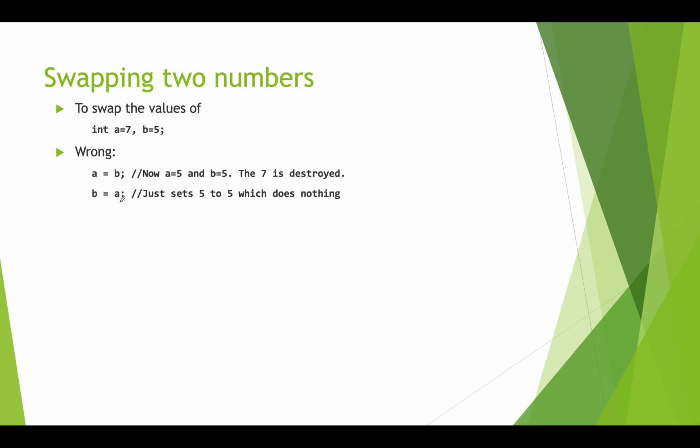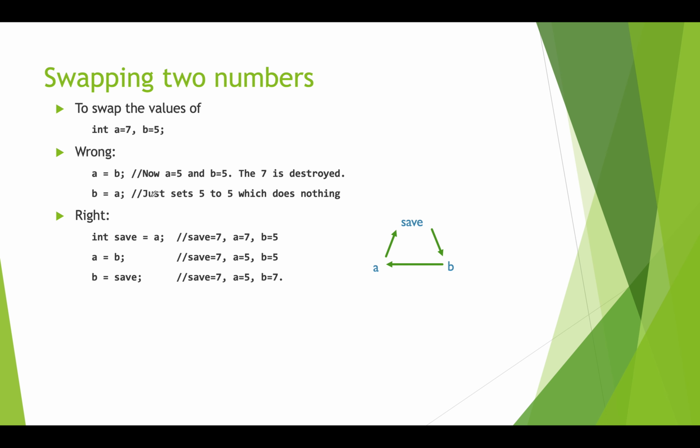And then the second statement just sets 5 to 5, which does nothing. So the right way to swap values is to use a third temporary variable to save the value that we're overwriting in the first case. So in this case, we're going to say save gets assigned a. So now save gets assigned the 7. A is 7 and b is 5.